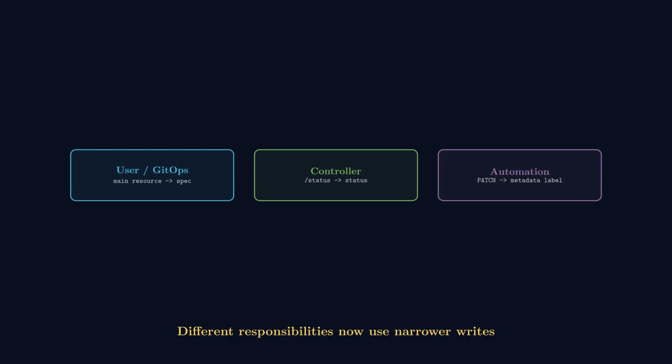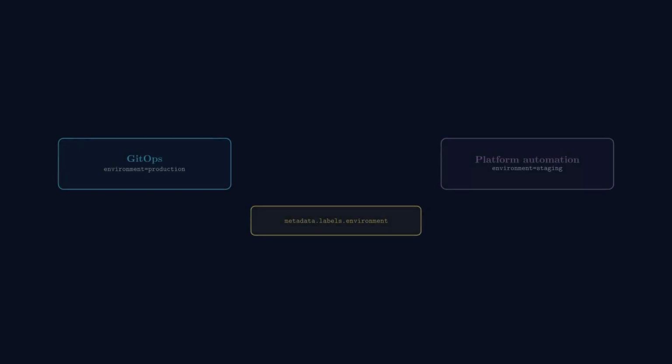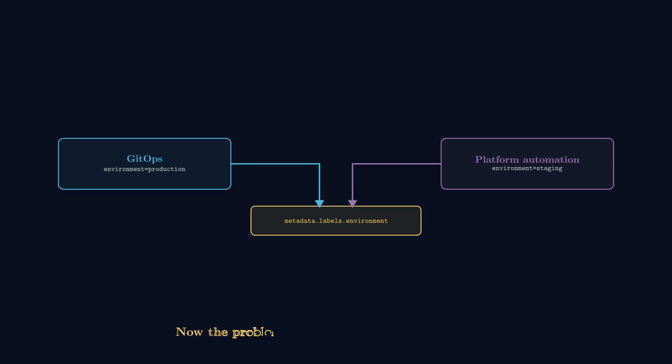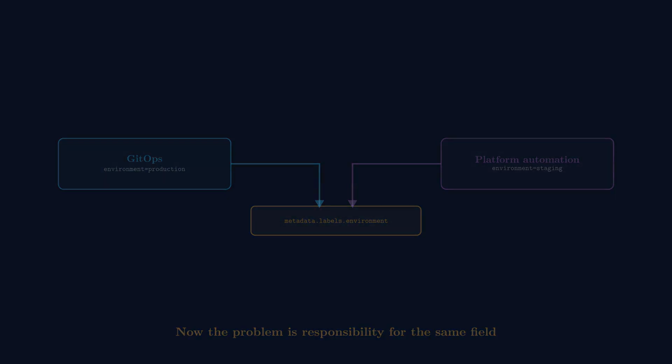But there is still one case we have not solved. What if 2 declarative systems both believe they manage the same field? For example, one says the environment label should be production, while another says the same label should be staging. A smaller patch cannot tell us which workflow is actually responsible for that field. Server-side apply adds that missing idea.